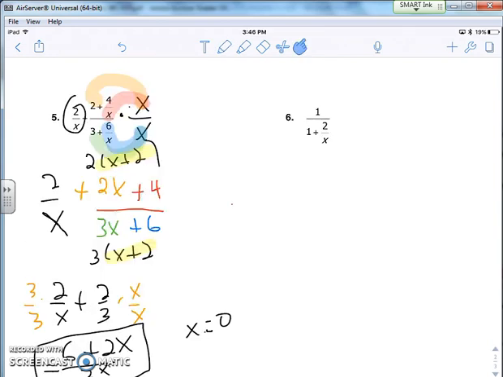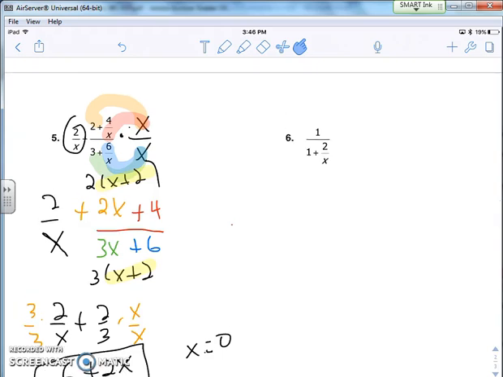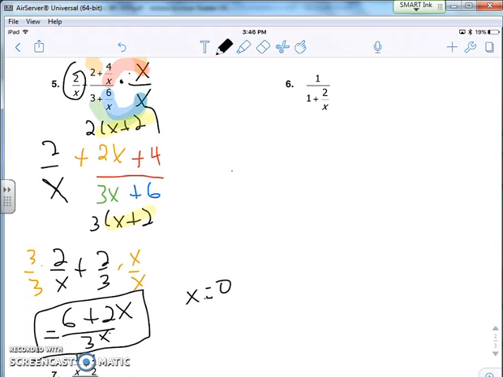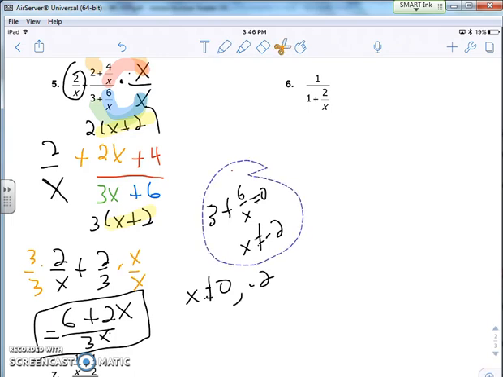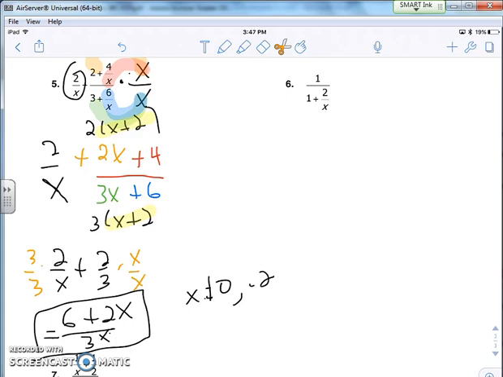So then we look at our restrictions, we can see that x cannot be 0. And then as we look at the denominator, we also need to know where 3 plus 6 over x is 0. And this is 0 at x equals -2. So our restrictions are x cannot be 0, x cannot be -2.